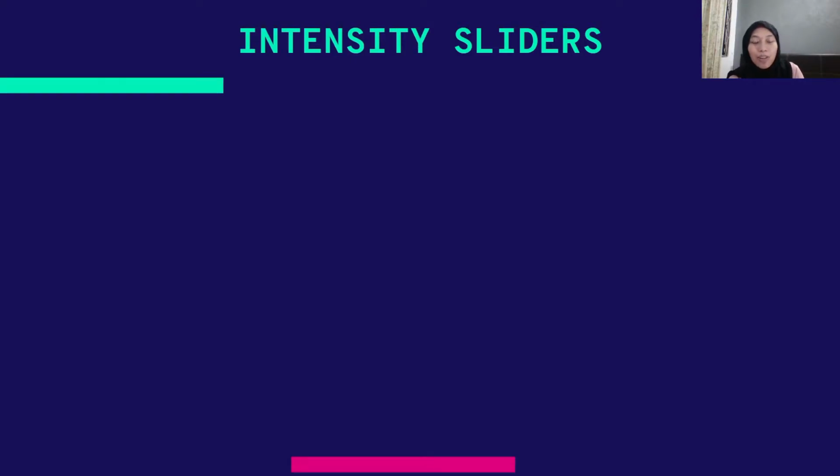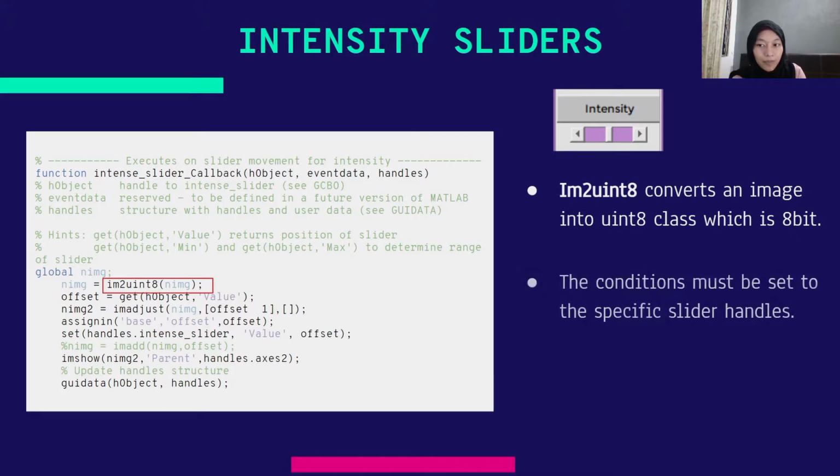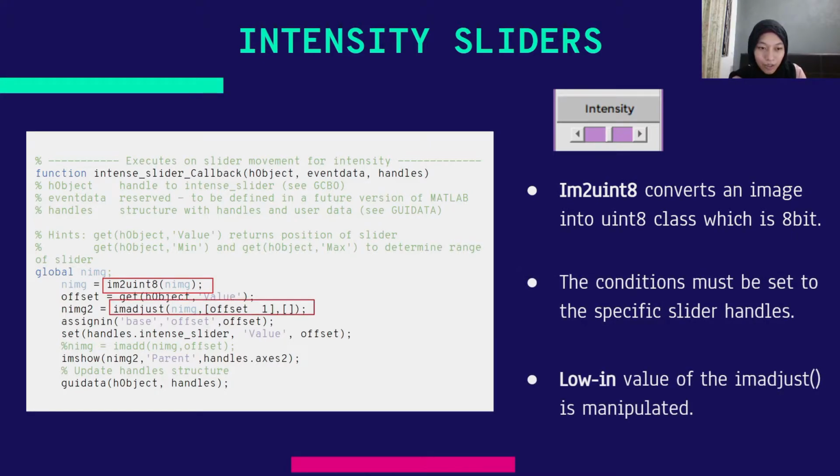And then we also offer a slider that will adjust the intensity of the segmented image. How we do this is that we use the imadjust function, and we let users manipulate the low-in value. So the higher the low-in value is, the smaller the range of the pixel values that need to be stretched from 0 to 255. And this will intensify the darker parts of the picture. So that is how it is intensified.